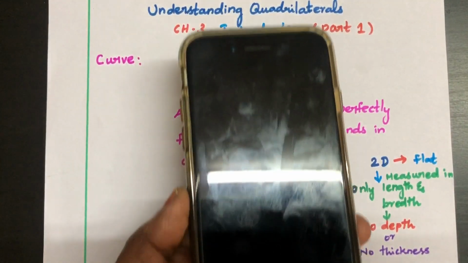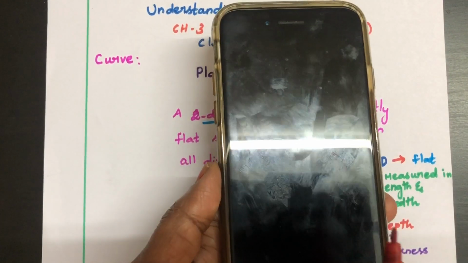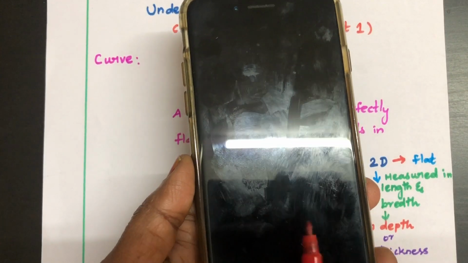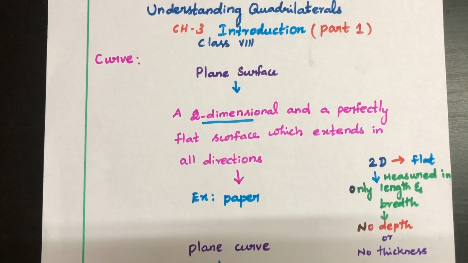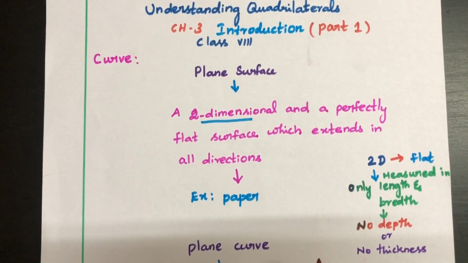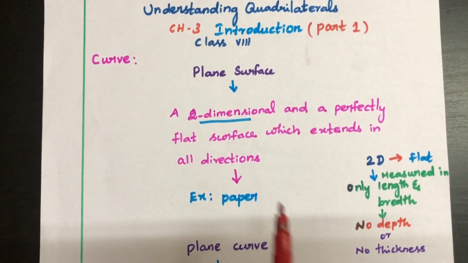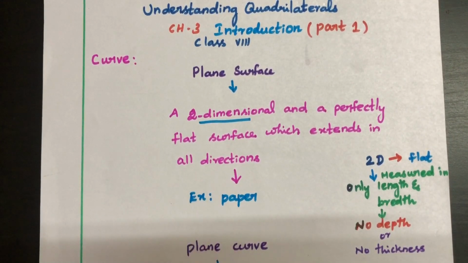See, this is a phone. This flat surface, see, it has only length and breadth. So this is also an example of the flat surface, plane surface. So we can give enormous examples for plane surface. What are they? Paper, even almirah, table, flat surface of any objects like cell phone, even mirror, our TV, everything. These are all called plane surface. So don't get confused. Plane surface means it is a 2D thing, a two-dimensional and a perfectly flat surface which extends in all directions, right?